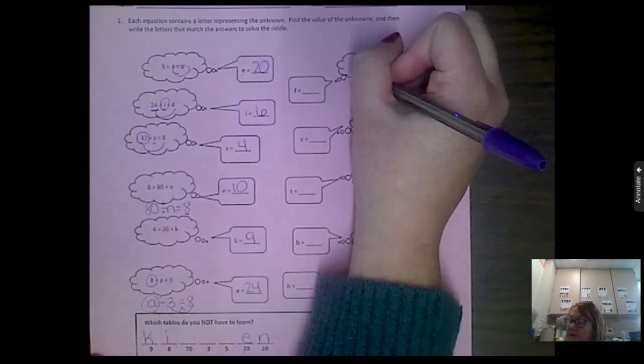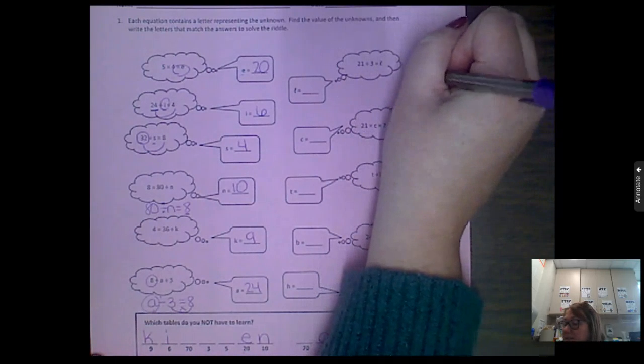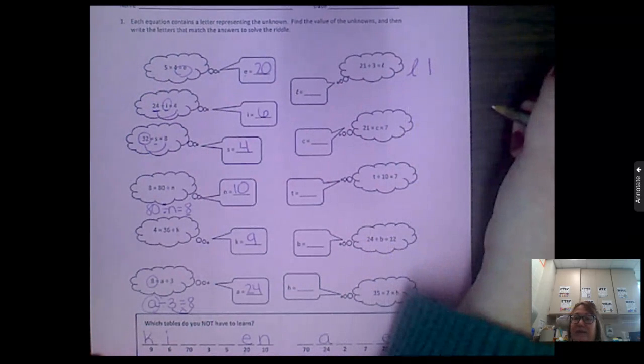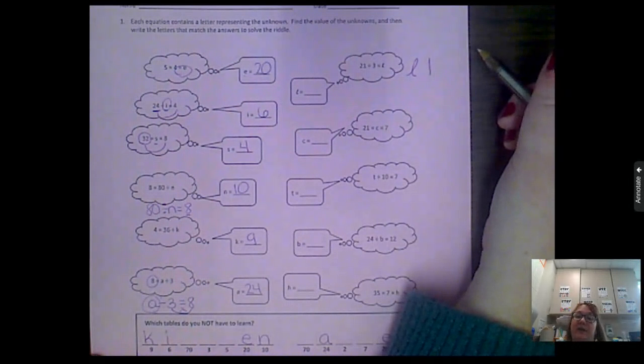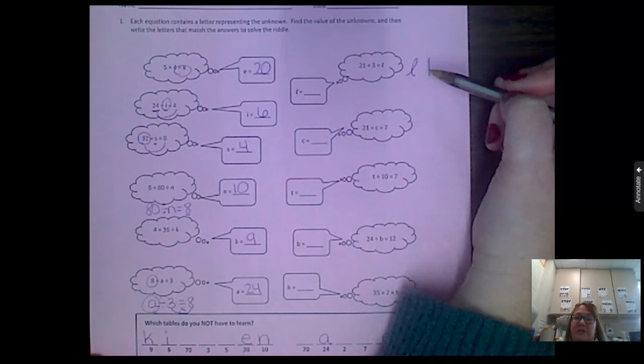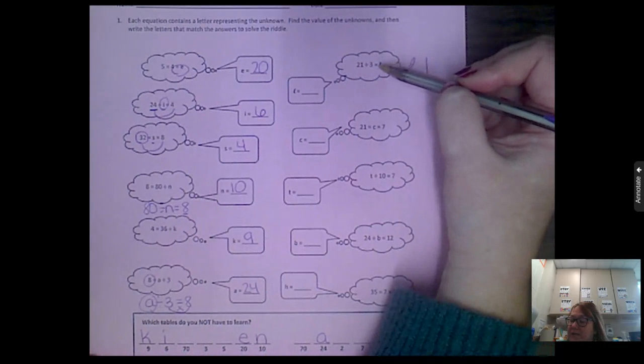Okay, so the next one we have is 21 divided by 3 equals L. And this L is like a cursive L, because if we just write a plain old print L, what does that look like? A 1, right? So when we have the letter L as a variable, it's shown as a cursive L like that, so we can distinguish between a 1 and an L, lowercase l. So 21 divided by 3 equals L.